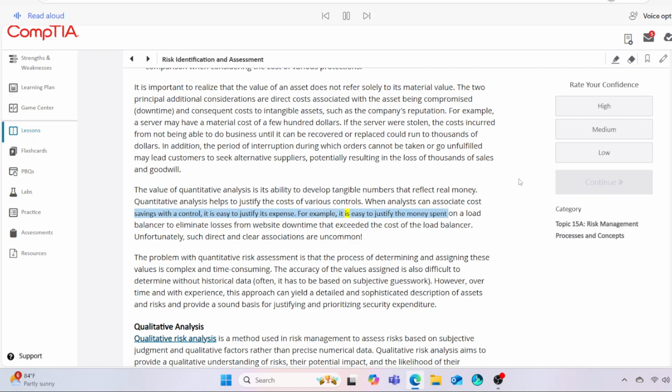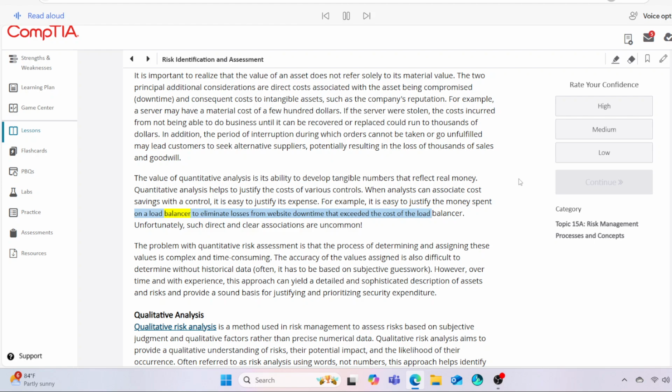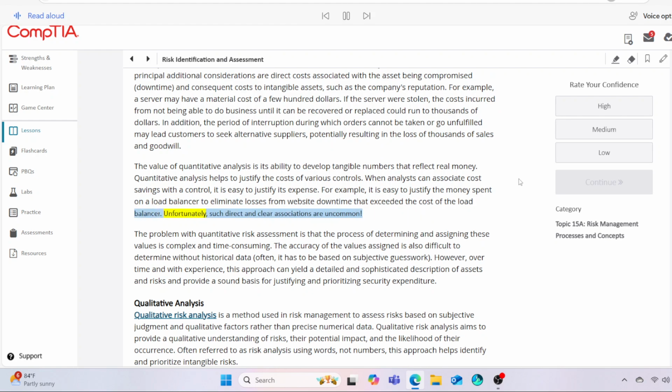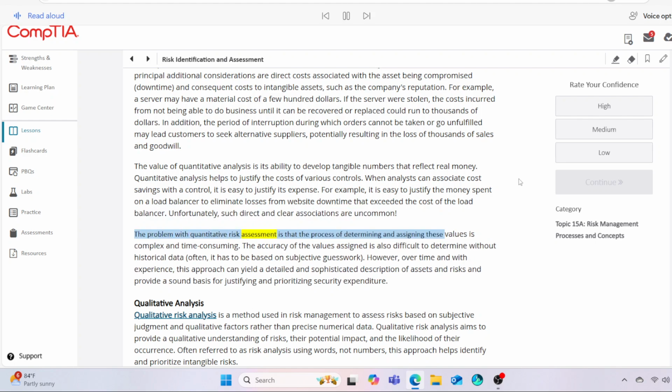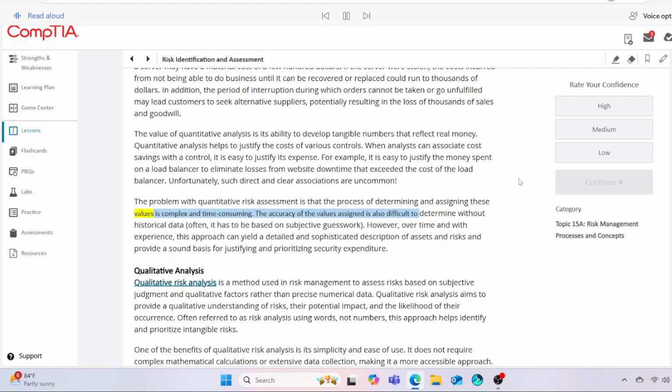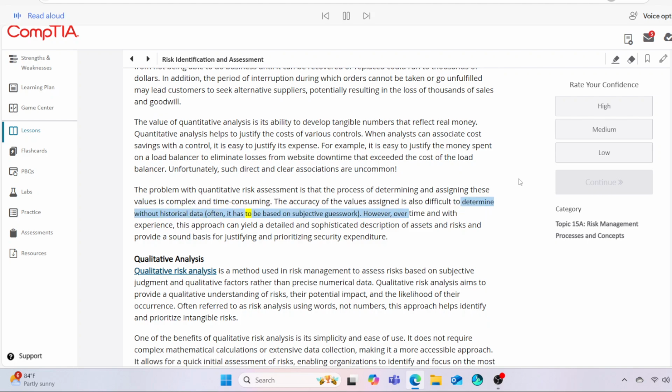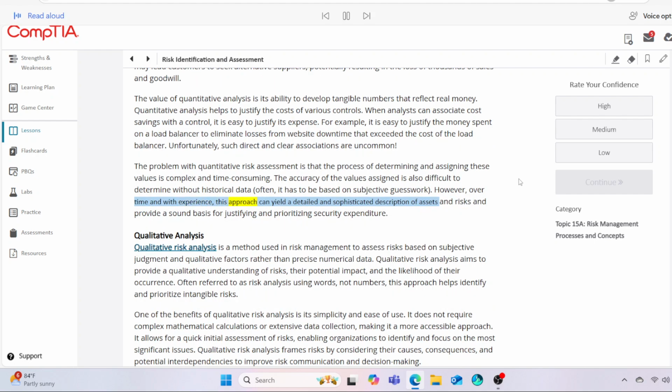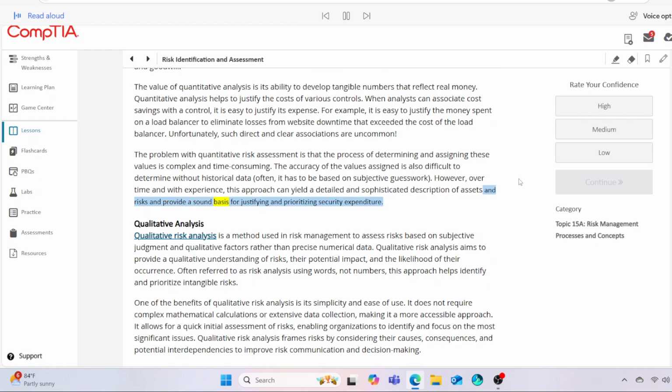For example, it is easy to justify the money spent on a load balancer to eliminate losses from website downtime that exceeded the cost of the load balancer. Unfortunately, such direct and clear associations are uncommon. The problem with quantitative risk assessment is that the process of determining and assigning these values is complex and time-consuming. The accuracy of the values assigned is also difficult to determine without historical data. Often, it has to be based on subjective guesswork. However, over time and with experience, this approach can yield a detailed and sophisticated description of assets and risks and provide a sound basis for justifying and prioritizing security expenditure.